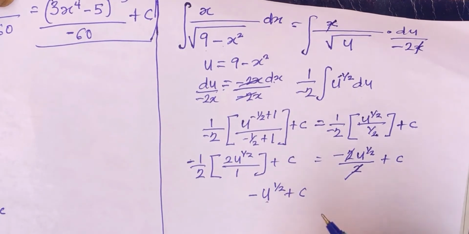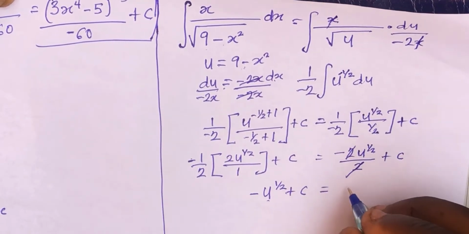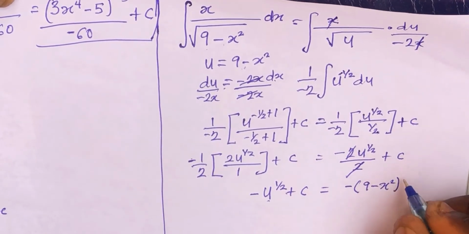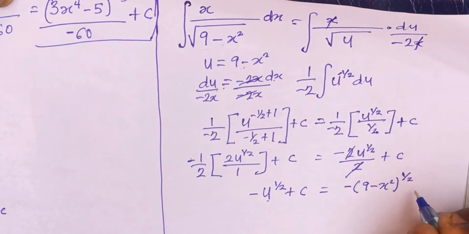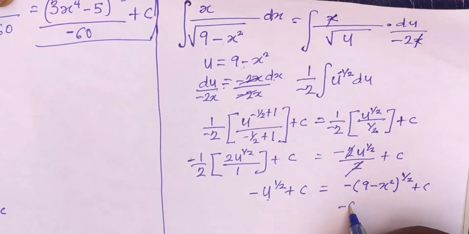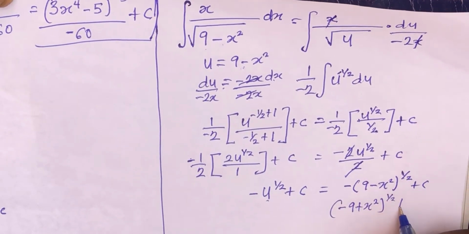Then what's our u? The value of u is taken to be 9 minus x squared. So we're having minus into bracket 9 minus x squared raised to the power of 1 over 2 plus c. Then let's use this minus to open the bracket. So we're having minus 9 plus x squared raised to the power of half plus c.